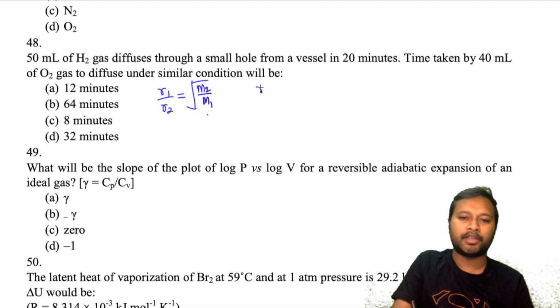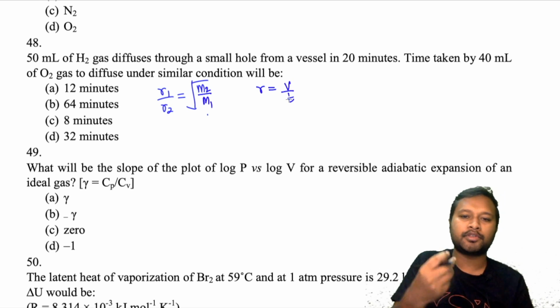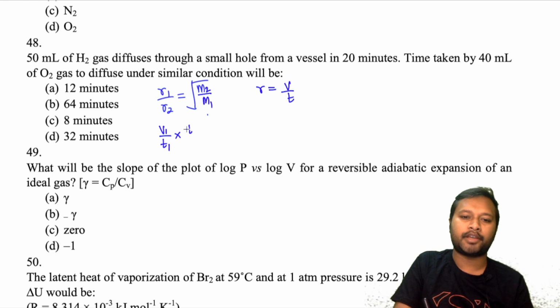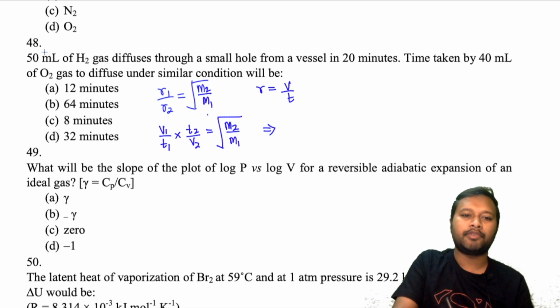Basically, any rate of diffusion is given by V upon T, that is the volume diffused divided by the time taken. So if I put all the values, R1 is going to be V1 upon T1, and R2 gets reversed, and that is going to become T2 upon V2, and this is going to be under root M2 upon M1, where M2 is the mass of oxygen. Now we are going to put the values.